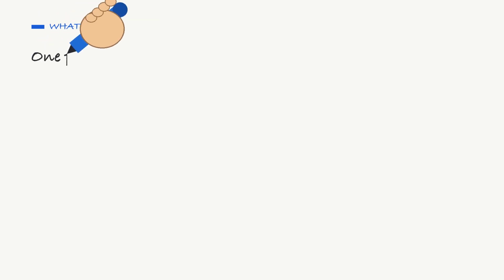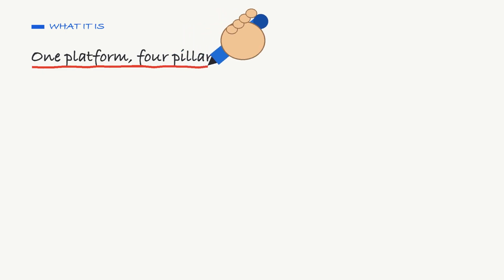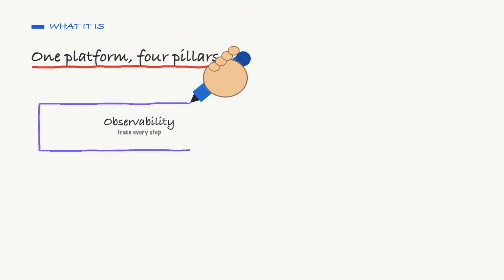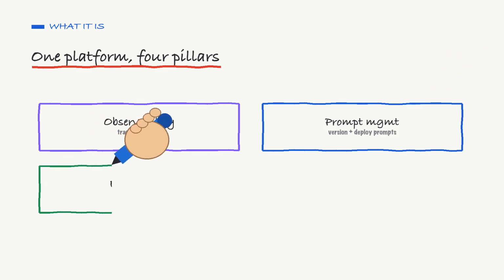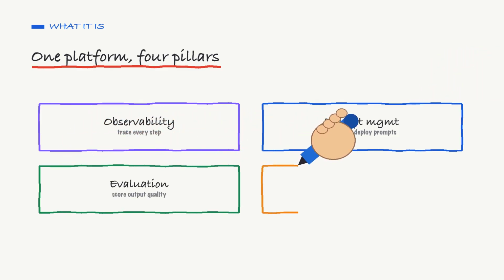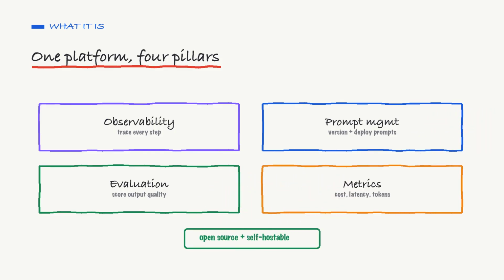So what is Langfuse? It's an open-source AI engineering platform with 4 pillars that work together. Observability, trace every step your app takes. Prompt management, version and deploy your prompts. Evaluation, score the quality of the outputs. And metrics, cost, latency, and tokens. You can use their cloud or self-host it yourself.